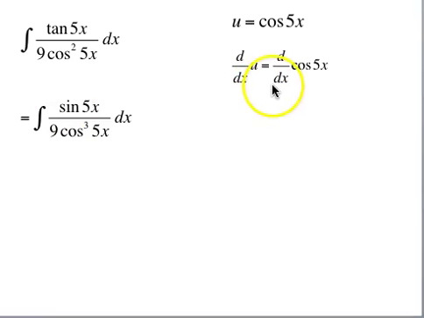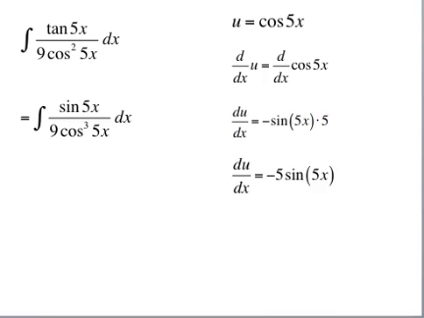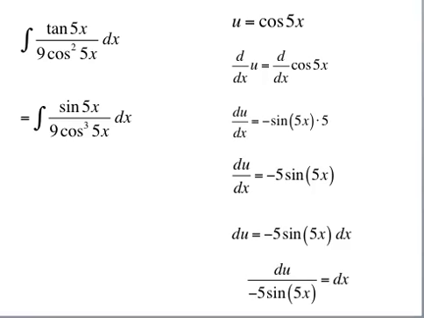The derivative with respect to x of u is the derivative with respect to x of cos 5x. The left-hand side is du dx. The right-hand side, derivative of the cos of something, minus the sine of 5x times, chain rule, the derivative of 5x. It'll be minus sine of 5x times 5. So multiplying both sides by dx, du will be negative 5 sine 5x dx. And then to solve for dx, divide by the negative 5 sine 5x.